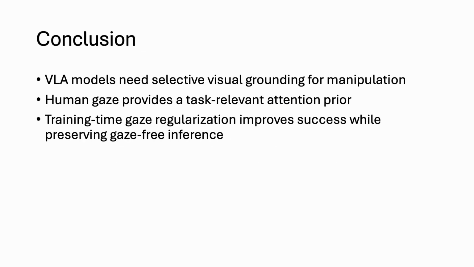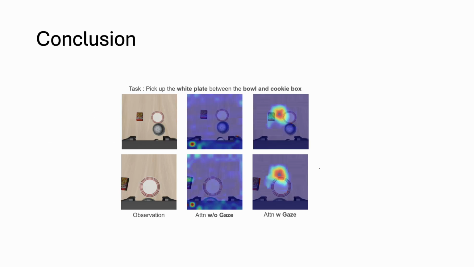And finally, to conclude, VLA models need selective visual grounding for manipulation. Human gaze provides a task-relevant attention prior, and training time gaze regularization improves success while preserving gaze-free inference. The broader message is that human perceptual behavior can supervise robot learning. By teaching policies where to look during training, we can improve where they attend as well as how they act.